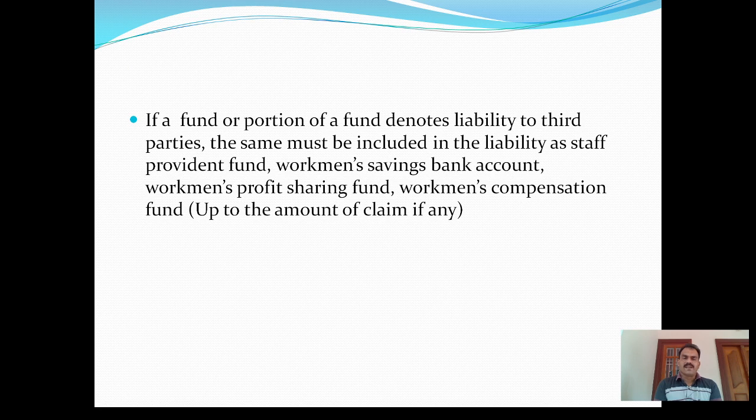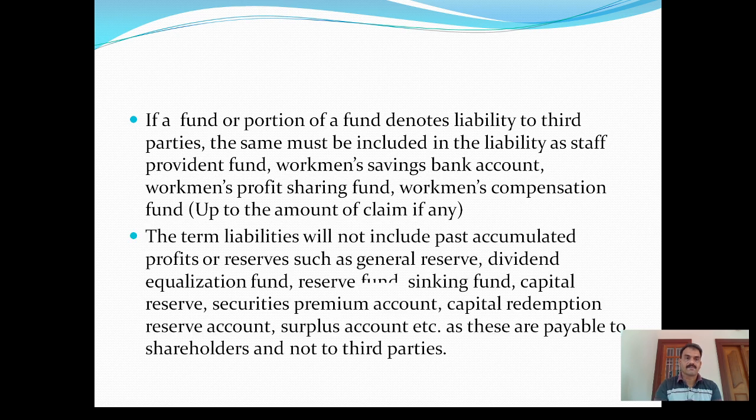If there is a fund or portion of the fund denotes liability to third parties, the same must be included in the liability, such as staff provident fund, workmen savings bank account, workmen profit sharing fund, workmen compensation fund, etc., up to the amount of claim. A fund which is payable to third parties like staff of the organization, workers of the organization, then such amount will be included.